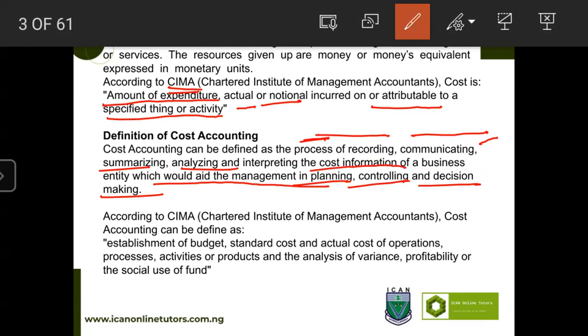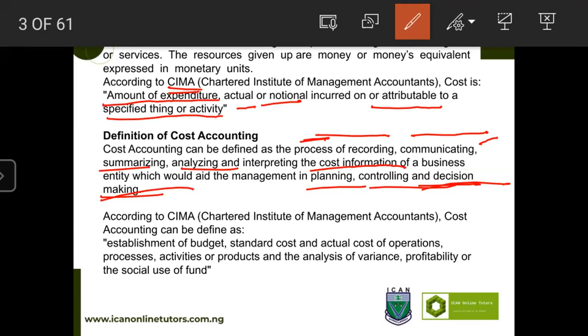You summarize the cost information of a business so that the management could make informed decisions. What are the informed decisions? The decision making of the management would include what? Planning and controlling. They will plan, they will control, and that planning and controlling would aid their what? Decision. That is cost accounting.